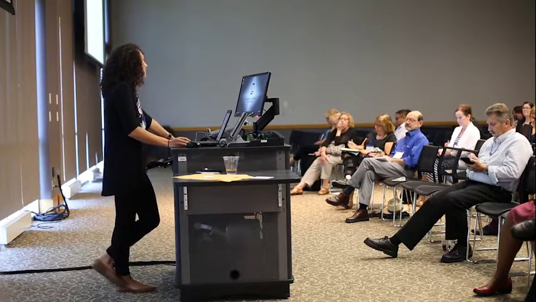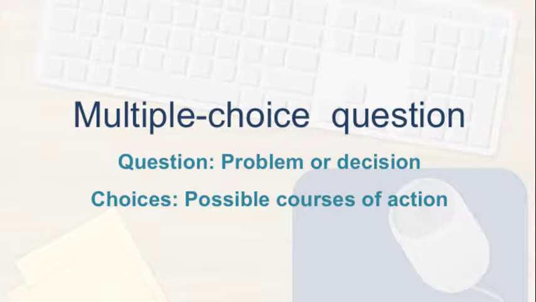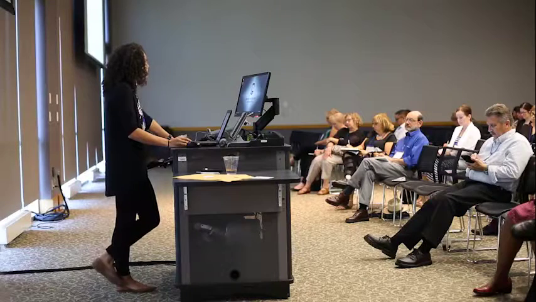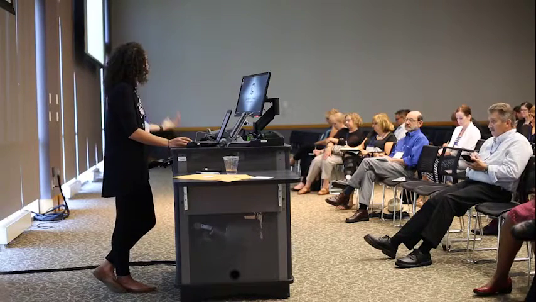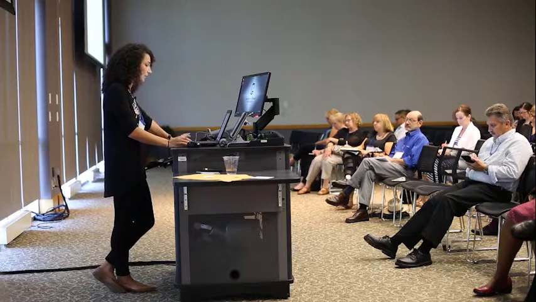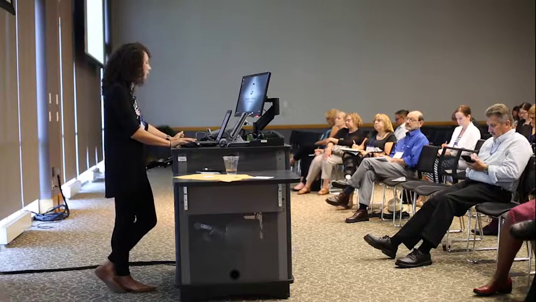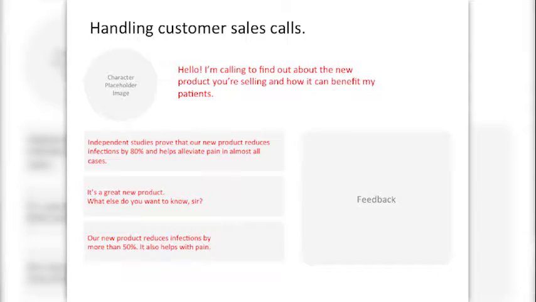So your question is actually a problem or a decision or a challenge that your learners are going to face on the job. And your choices are going to be possible courses of action or possible things that they could do when they're faced with that situation. So when it comes down to it, it's actually just a multiple choice question. So if I pop in my challenge and my choices into my template, you'll see that it's already starting to really come together here. So a couple things I want to mention about when you're building out your choices.